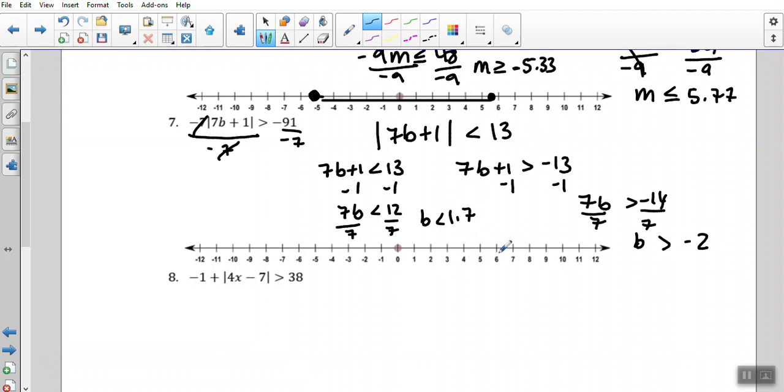B is less than 1.7. Somewhere over here, put an open circle. Negative 2, put an open circle. So B is less than 1.7, so it's going to go here, but B is greater than negative 2, so it goes back over here. Remember that this was an OR problem, but because we divided by a negative, it changed to an AND problem. Okay, so it got shaded in between.